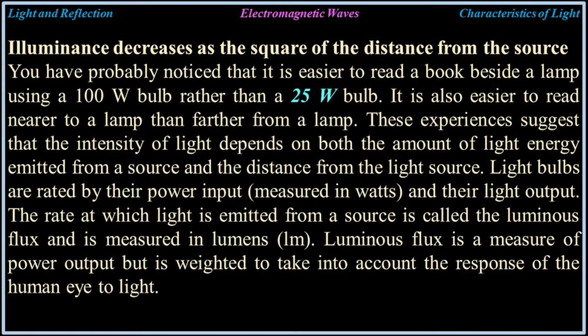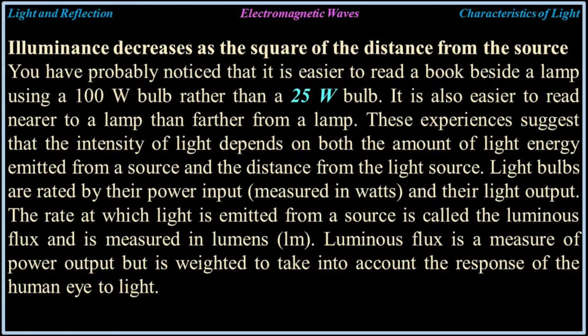Illuminance decreases as the square of the distance from the source. You have probably noticed that it is easier to read a book beside a lamp using a 100-watt bulb than using a 25-watt bulb. It is also easier to read nearer to a lamp than farther from the lamp. These experiences suggest that the intensity of light depends on both the amount of light energy emitted from a source and the distance from the light source.